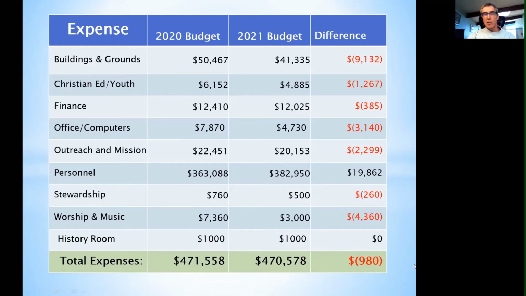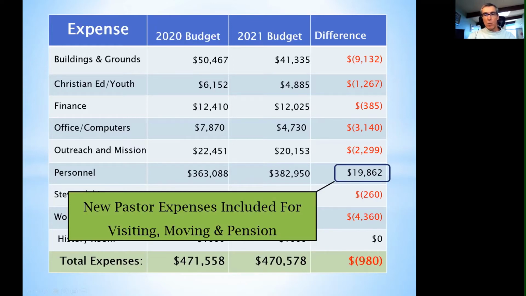Now you'll notice that the personnel budget is up quite a lot. And what we're doing here is, after discussions with the PNC, we are basically allocating money for a new pastor, and this would include a pastor's visit to our church, and then hopefully moving expenses for the pastor to relocate to San Diego if that's necessary. And finally, the amount that we would have to contribute to the new pastor's pension would be increased to reflect a permanent pastor. And so all told, that will increase the personnel expenses by nearly the $20,000 you see there.